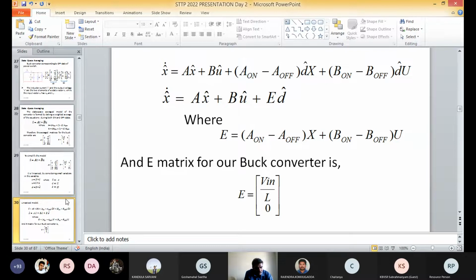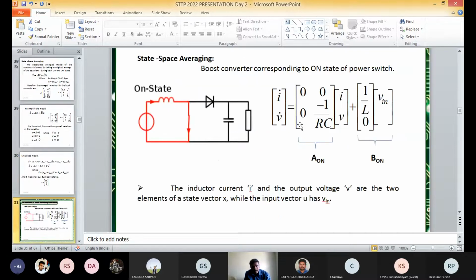Okay, so the second case, we move in a similar manner. We can derive the expression for the boost converter also, corresponding to the on state, by writing the inductor current, inductor voltage equation, and the capacitor current. So, a simple thing I can remember.